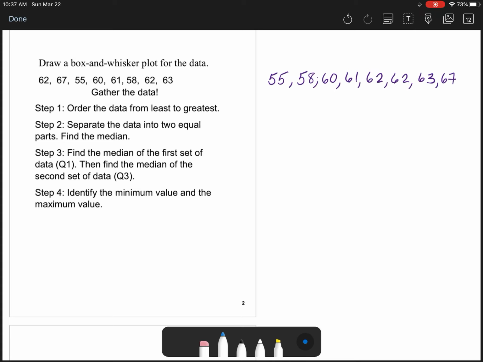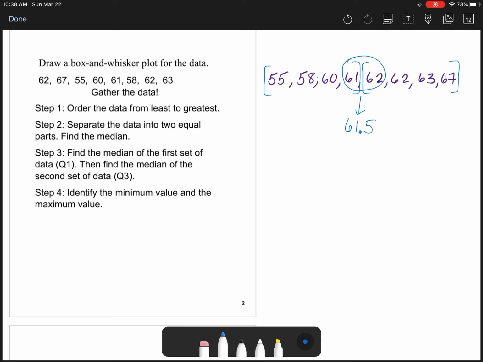Step 2, separate the data into 2 equal parts. Find the median. So what we're going to do is count 1, 2, 3, 4, 5, 6, 7, 8. We have 8 numbers. That means I'm going to have 4 numbers in the first half of the data, 4 numbers in the second half of the data. So that's step 2, separated into 2 equal parts. And then we have to find the median. The median is going to be in between these 2 numbers here. And what's that median going to be? Just like what we found out in the do now, 61.5.